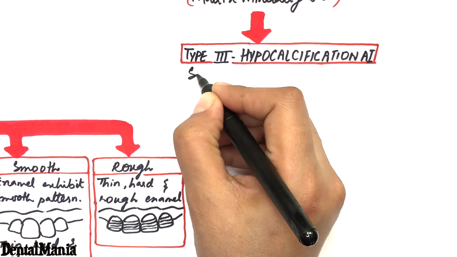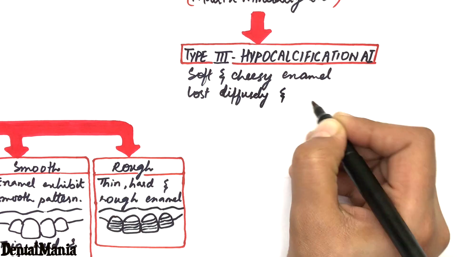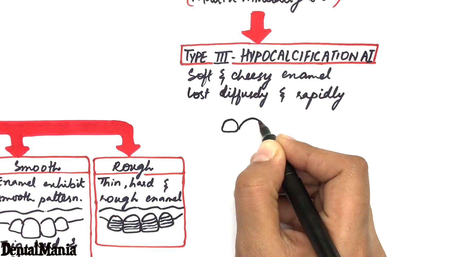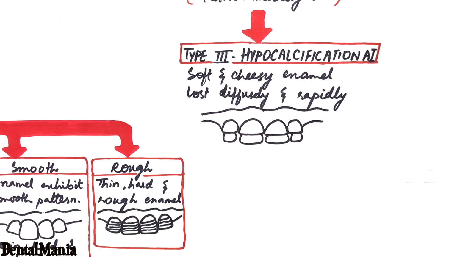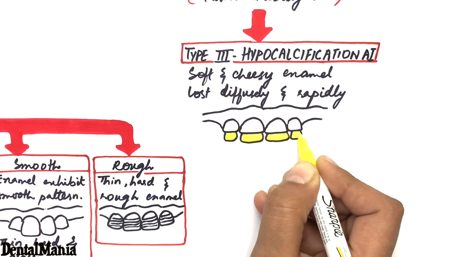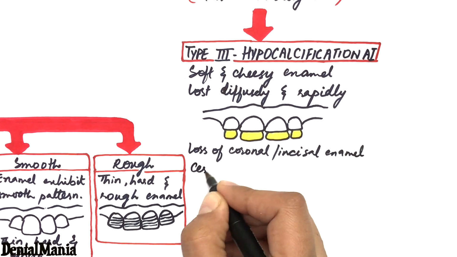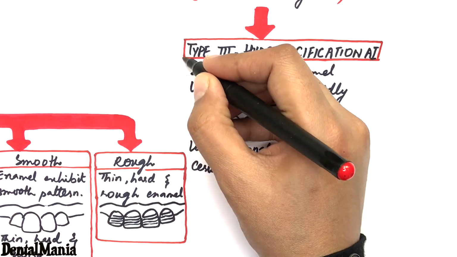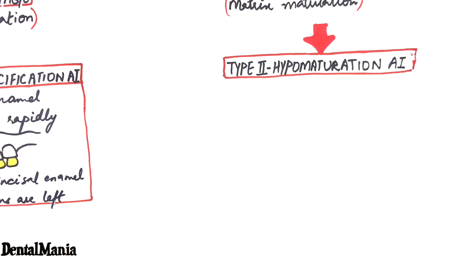The hypocalcification amelogenesis imperfecta is associated with soft and cheesy enamel that is lost rapidly and diffusely after eruption. The enamel can easily be removed with a blunt instrument, and much of the coronal or incisal enamel is lost as the teeth come into function, except for the cervical portion of the teeth, which is left.